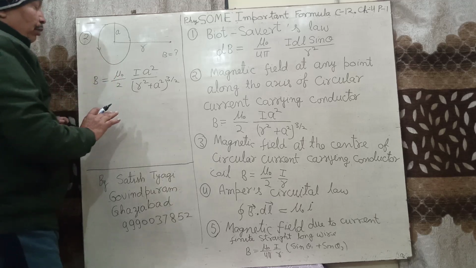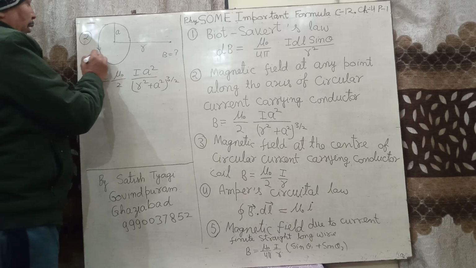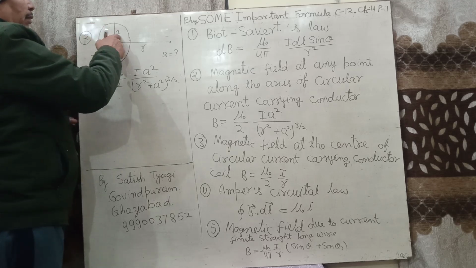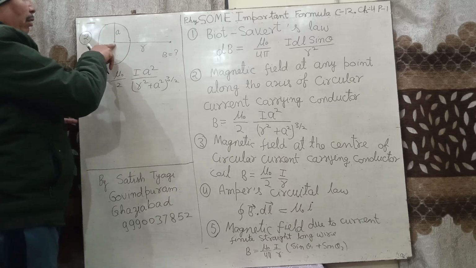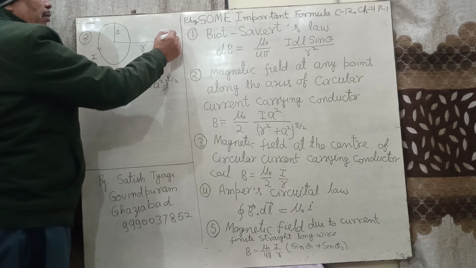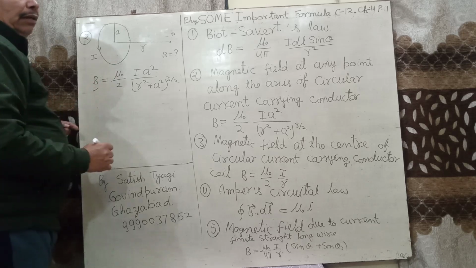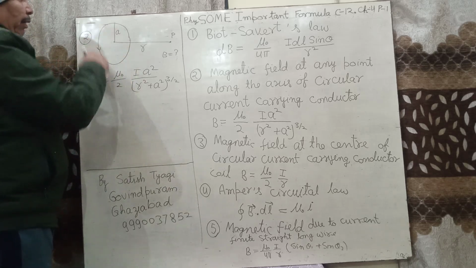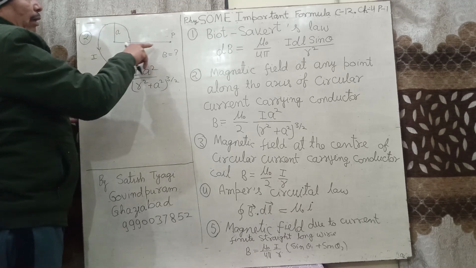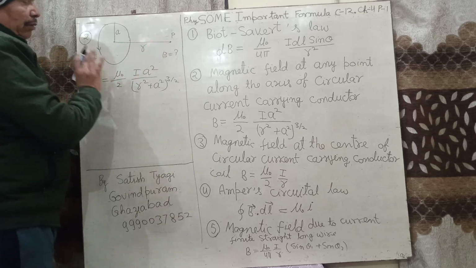Again I am telling it to you. Suppose this is the wire in which current is I, and the radius of the wire is small a. This is the center of the wire. On this axis at point P, where we find the magnetic field, we use this formula. I is the current of the wire, a is the radius of the wire, r is the distance of the point P from the center of the wire.